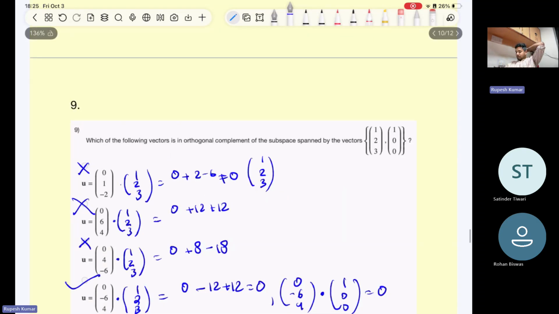Fine, everyone. Is the idea of orthogonal complement clear to everyone? Anyone, do you have any doubts? Right. So let's move on to the next question.